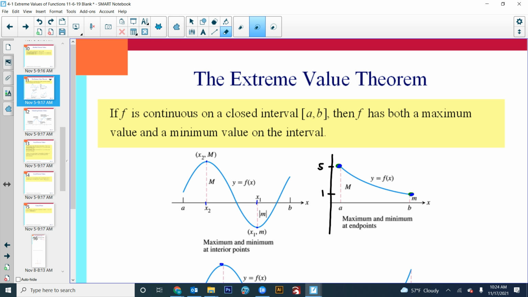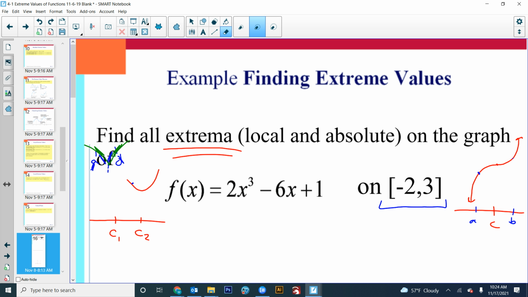Do you agree? And those endpoints are going to be either max, min, local, or absolute. Because what happens if you start at a point and then start going down? Max. What if you start at an endpoint and you go up? Min. You see it? It's got a lot of stuff going on here. A lot of moving parts.